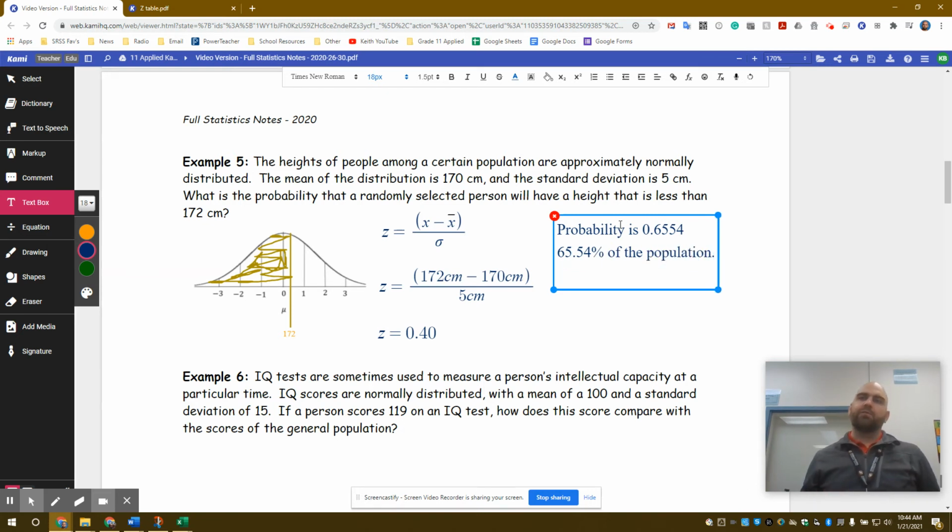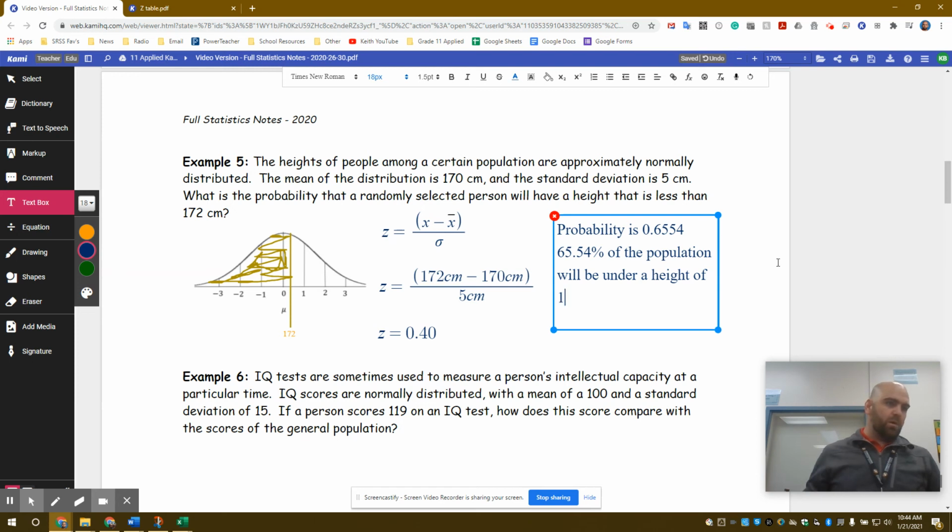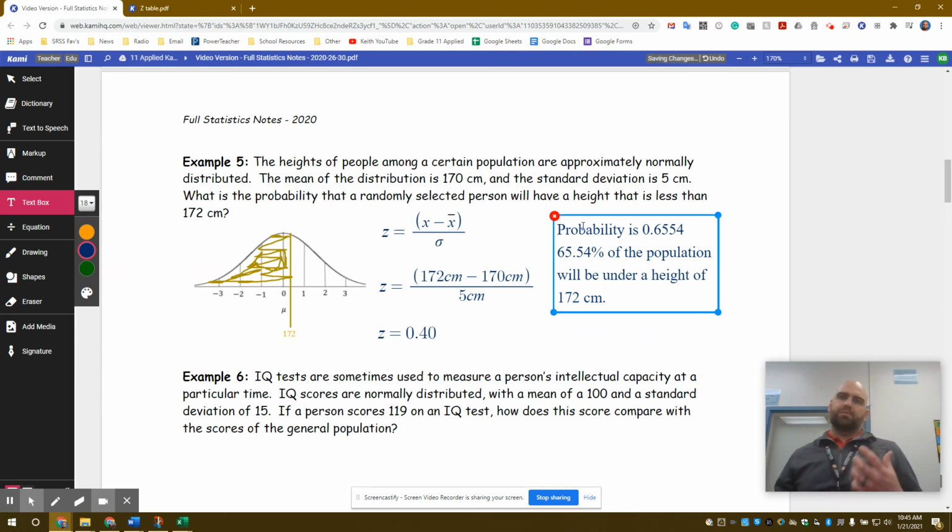If we multiply that by 100, remember we get 65.54. We're just moving the decimal place over one time. So 65.54% of the population will be under a height of 172 centimeters. That's what we're asking. We're looking for that probability. We're looking for the percentage. Probability can be written either as a decimal or as a percentage. Both of those work. Both of them give a probability.